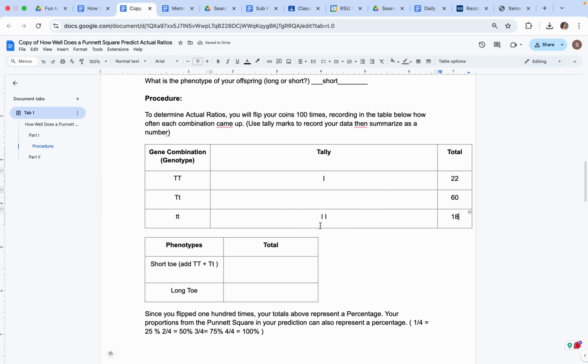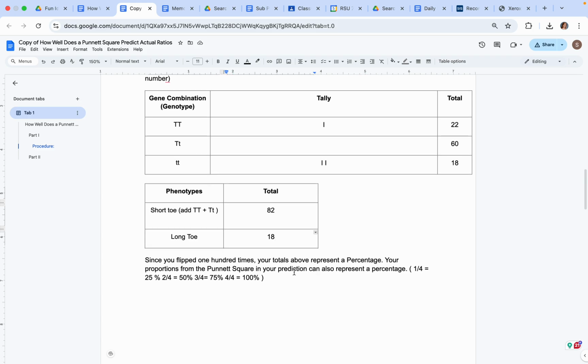I know that part will take you some time. Please do it because you're going to get better data if you actually do it. I'm just making up these numbers off the top of my head, and mine won't probably come out that well. For short toe, it says add big T with big T, little t. So I'm going to add 22 to 60, so that would be 82. And remember, you can pause this video. For long toe, it's just 18, right? The only genotype that makes long toe was little t, so I just copy that into here. And remember, these actually represent percentages because it's out of 100.